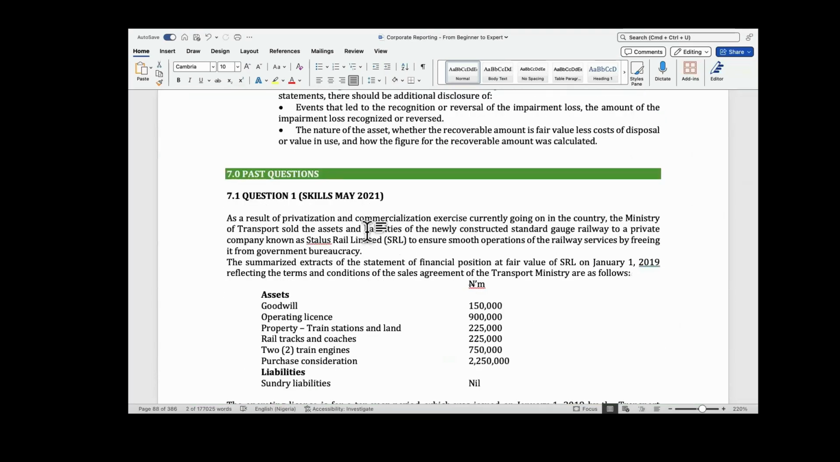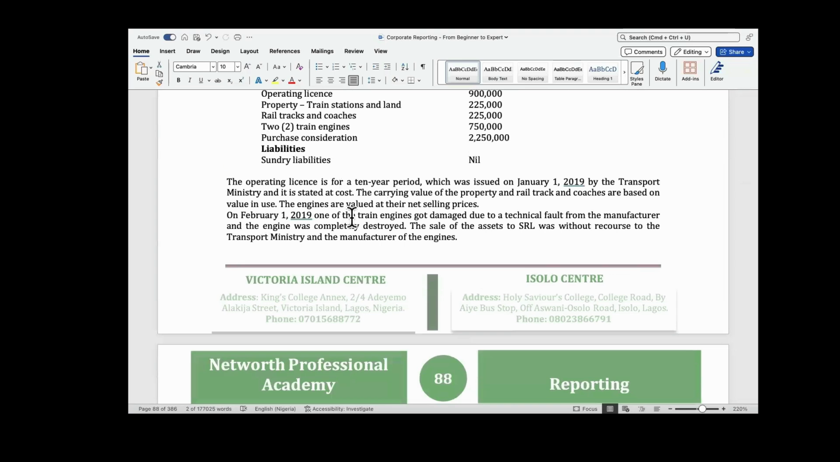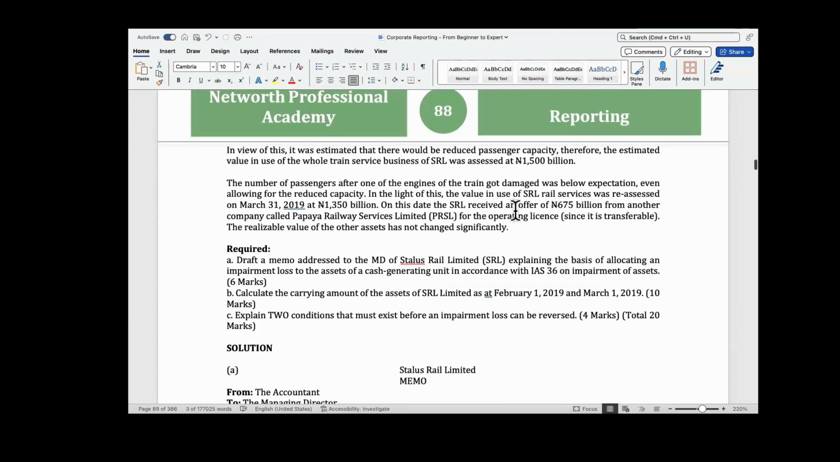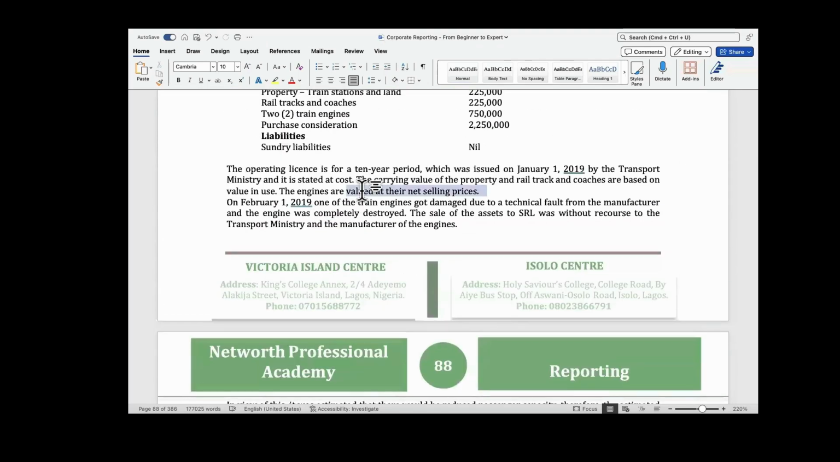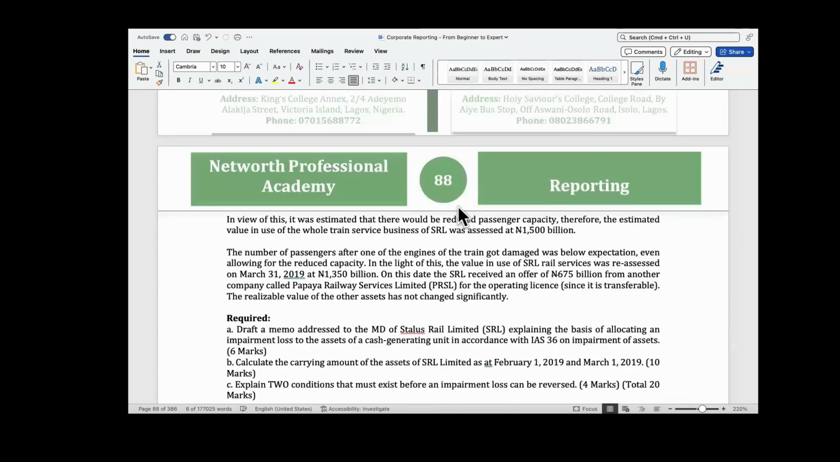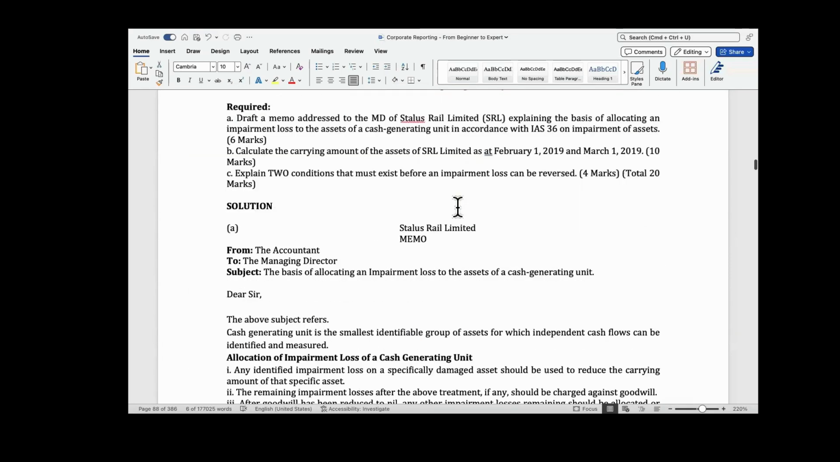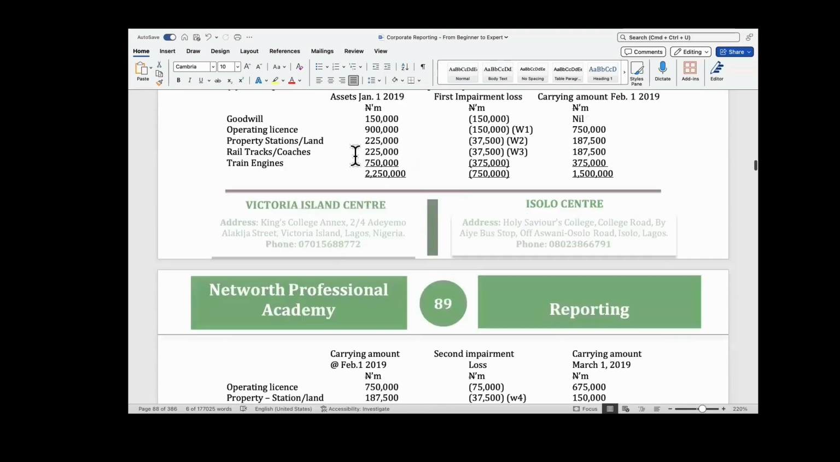If you look at this one, they said the license, where is it? It stated that the operating license is at cost, right? And in March, they came and said somebody wants to buy the license, and they gave us a selling price. So that one now is clear. There was a change from cost to selling price. But this one, they just say that the train engines are at their net selling prices, and they didn't tell us otherwise. So we assume it's still their selling prices. All right, thank you, sir. Yeah.